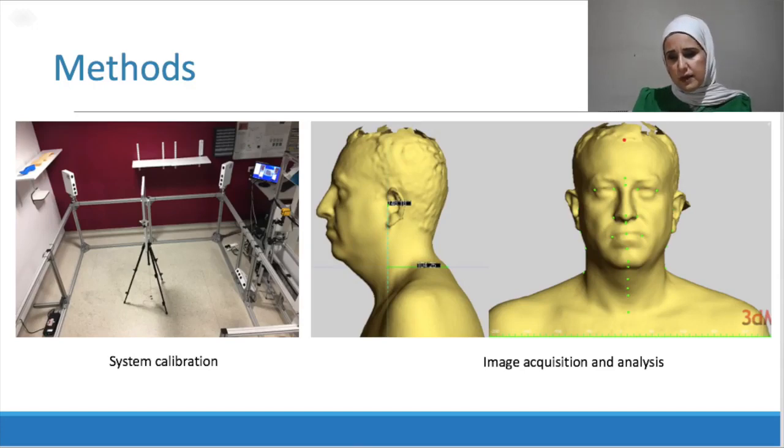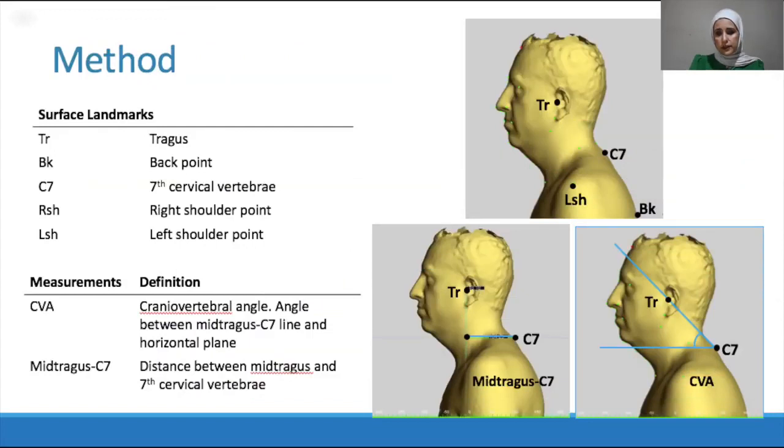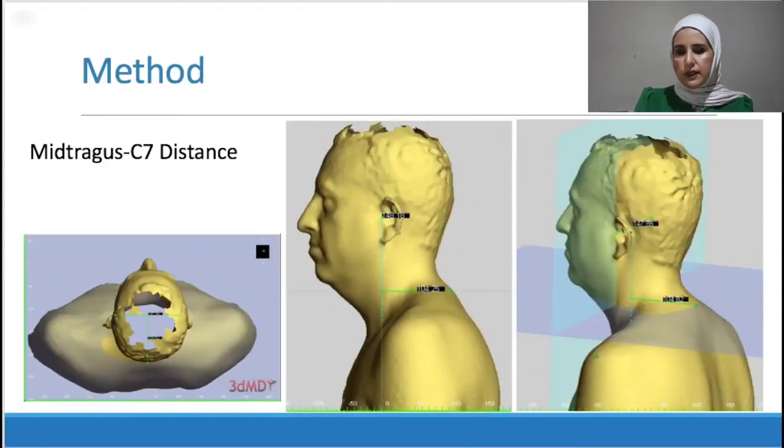Then stereophotogrammetry, which is a facial analysis, was done, and a histogram was used for superimposition. And these are the landmarks, which are tragus, back point, C7, and left and right shoulder, and we used 2 measurements, which are the craniocervical angle and also the Midtragus-C7 angle.